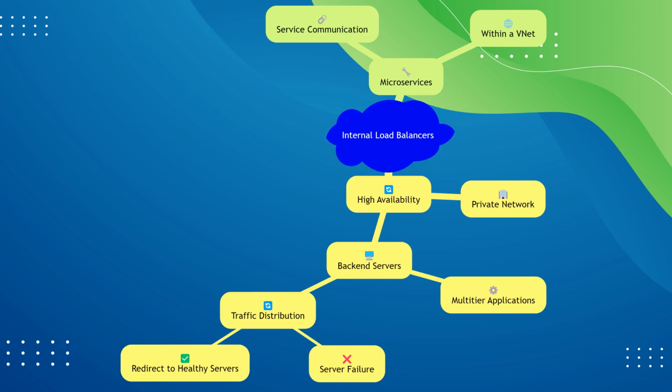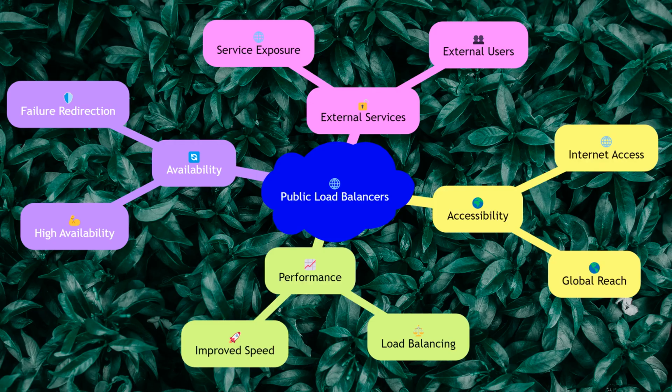Internal load balancers are best suited for applications that require high availability within a private network. For example, an internal load balancer can be used to distribute traffic among back-end servers in a multi-tier application. This ensures that if one server fails, the load balancer can redirect traffic to other healthy servers, maintaining the application's availability. Internal load balancers are also useful for microservices architectures, where different services need to communicate with each other within a VNet.